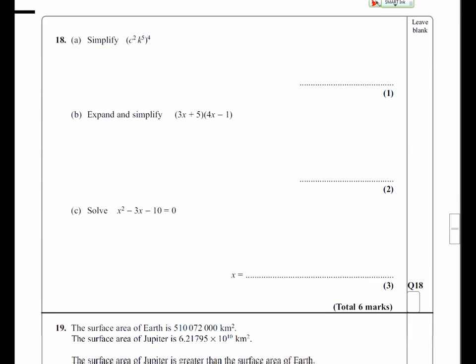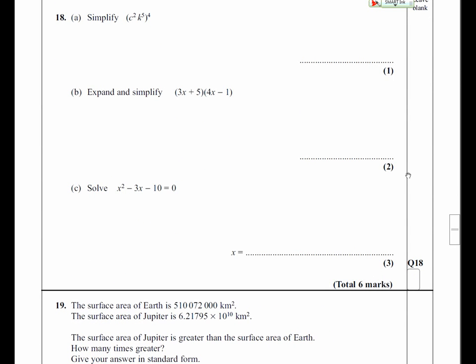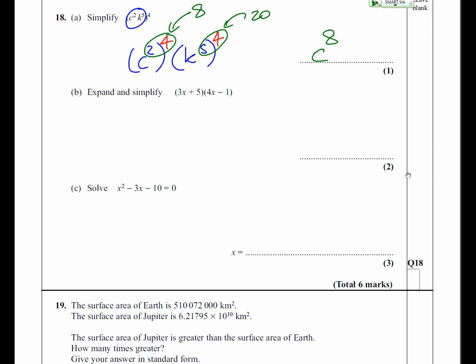Question 18. Simplify that. Now there is a rule that says if you've got something to the power, everything must be to that power. Because I just multiplied. So c squared is to the power, and k to the power of 5 is to that power. So both to the power of 4. Now your other rule says when you go to a power and then to another power, you can multiply the powers. 2 times 4 is 8. 5 times 4 is 20. So the answer is c to the power of 8 times k to the power of 20.